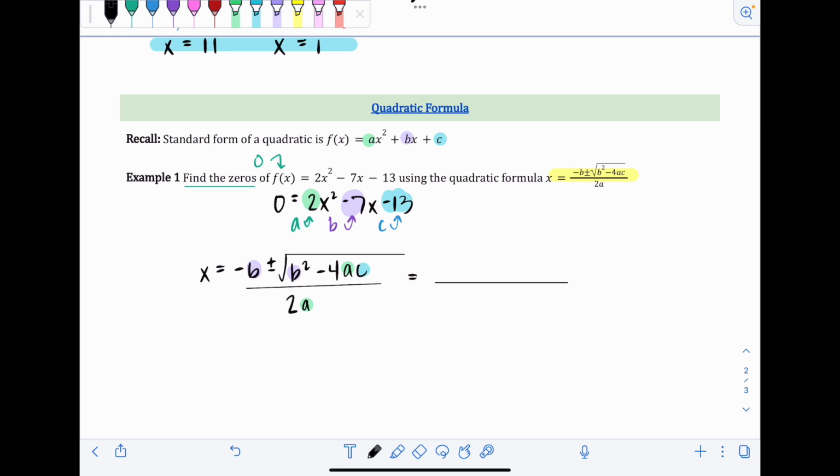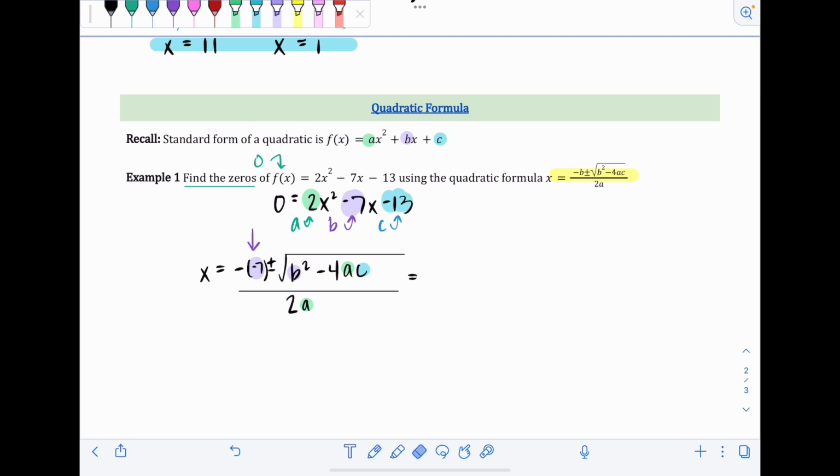I think I'm actually going to erase the letters and substitute them into that original formula, since we have the formula written up above. So in that first spot where there's a b right here, I'm going to take that out and put a negative 7. But that negative that's out in front is a part of the formula. So it's going to stay there and it's going to be a double negative. You'll see there's a negative, negative 7.